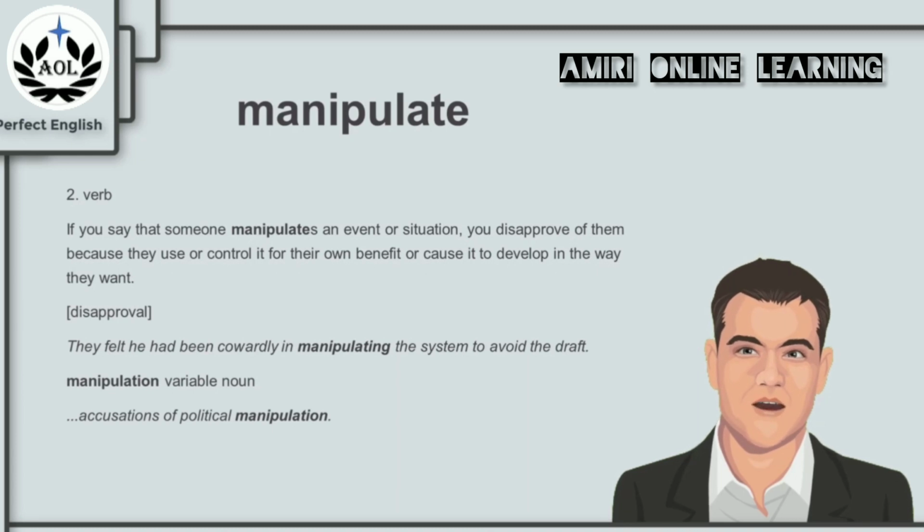If you say that someone manipulates an event or situation, you disapprove of them because they use or control it for their own benefit or cause it to develop in the way they want. And that's also a negative word you use to show disapproval. For example, they felt he had been cowardly in manipulating the system to avoid the draft. It was not right. He did it for his own benefit. And again, manipulation is the noun. For example, we say accusations of political manipulation.